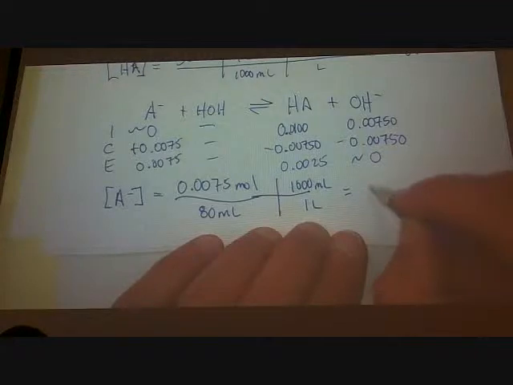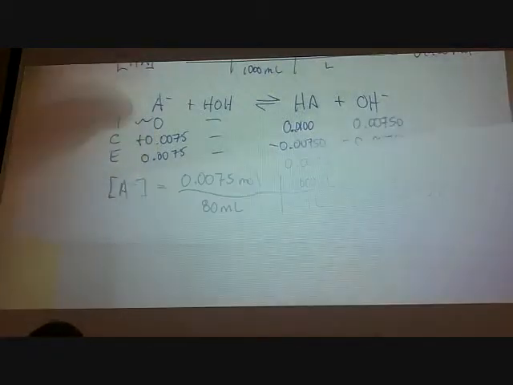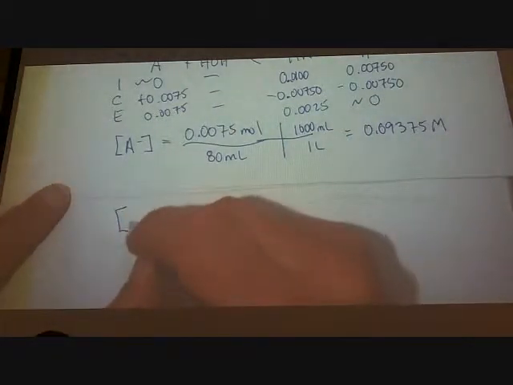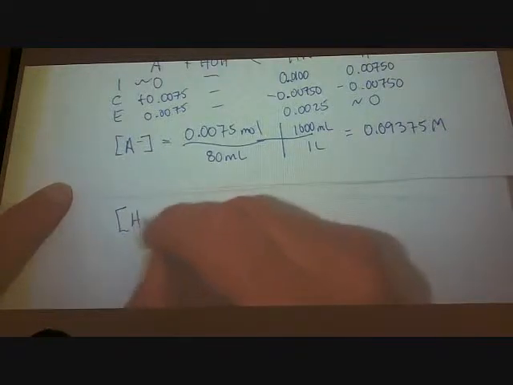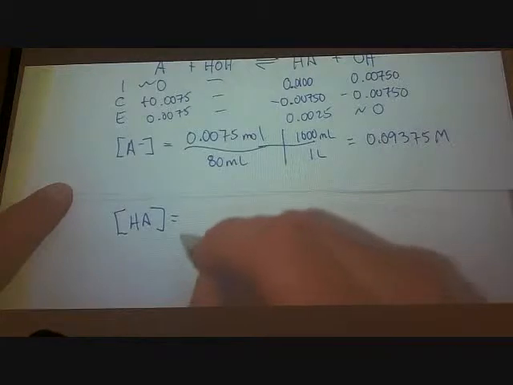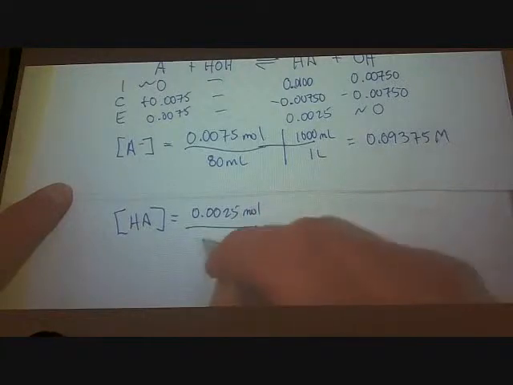So 0.09375 molarity for our anion. Another piece of paper down here, just don't get too sloppy. And then the HA is the 0.0025 moles over the same volume.